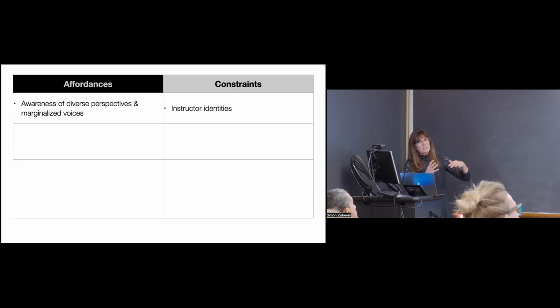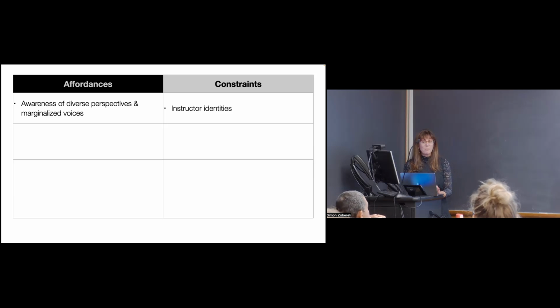So as we saw in the data that I just presented, awareness of diverse perspectives and marginalized voices was an important affordance for our participants. Interestingly, although they identified the representation of different identities as a benefit of social justice education, they found their own identities as white women to hinder their confidence and their ability to treat some social justice topics in depth.